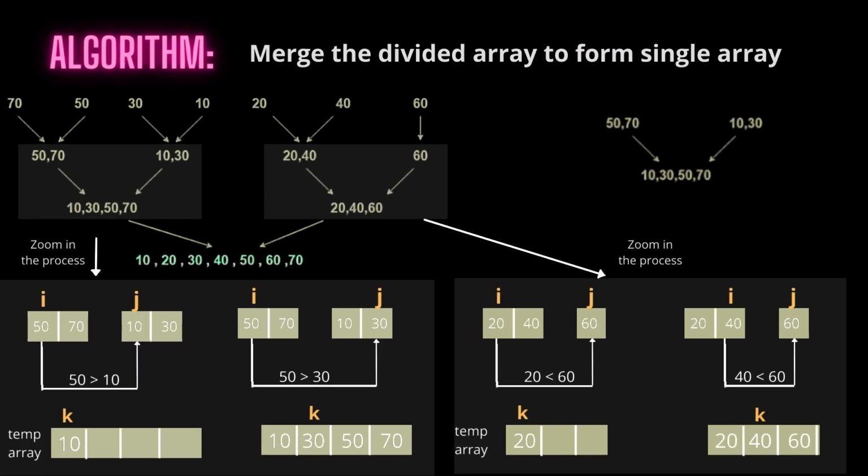Here is step 2. Merge the divided arrays. In this step, we keep on merging the subarrays to form a single array. Now let's zoom in on the process of merging the subarrays.